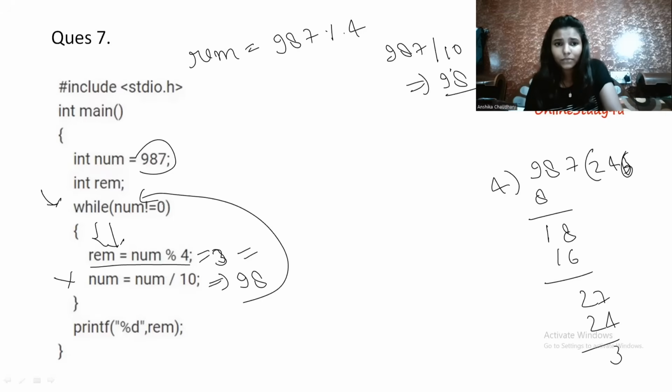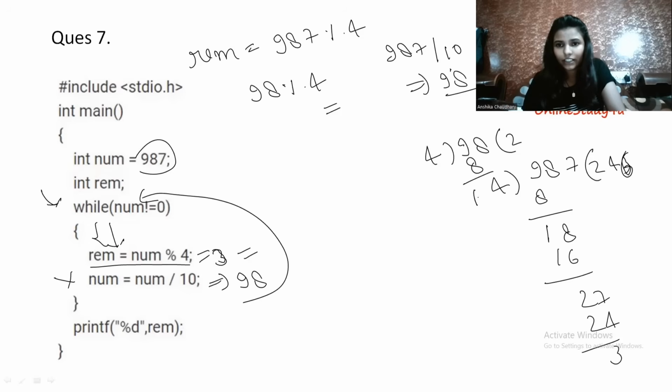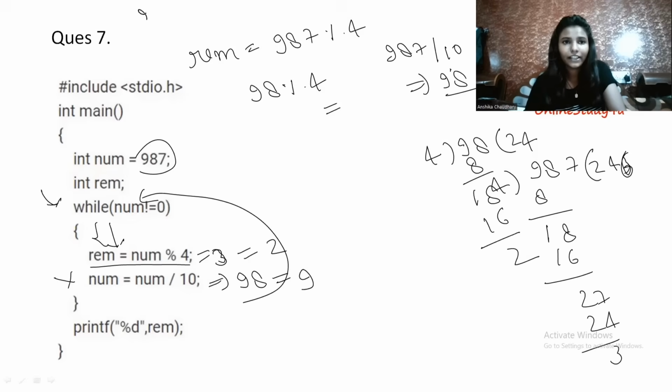Now remainder is equals to num modulus 4. What is the value of num? Num is 98, so we divide 98 by 4. So what is the value of remainder? 4 twenty-fours are 96, and this will give remainder 2. So now the value of remainder is 2. Again num will be updated and it will be 9. When we divide 98 by 10, we get 9 in the form of an integer value. Not 9.8, it will become 9 as it is stored as an integer. So now the num value is 9.